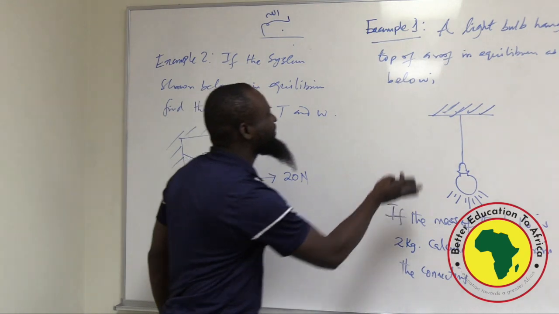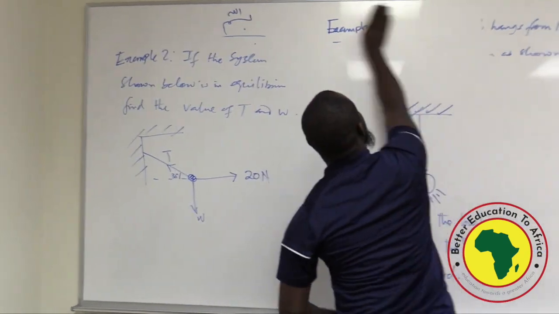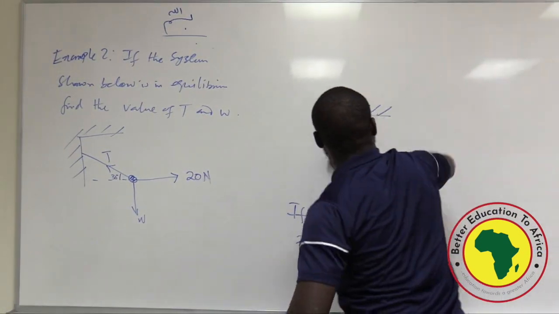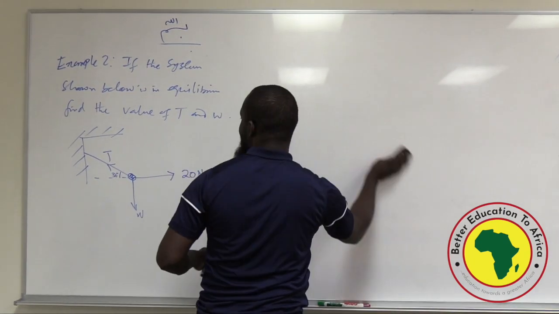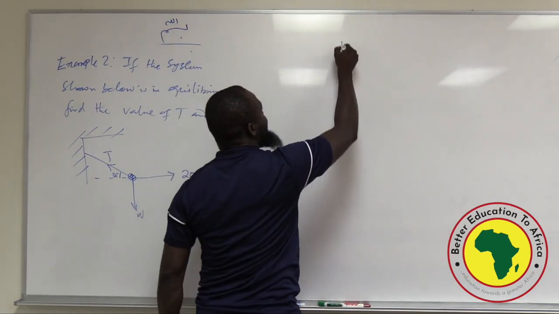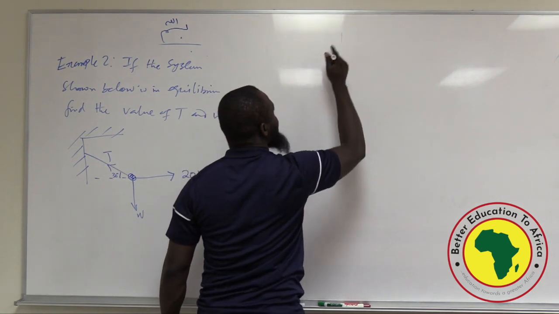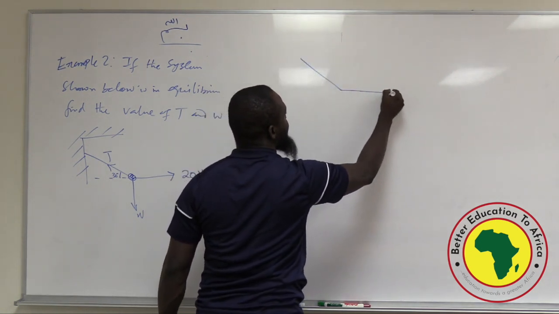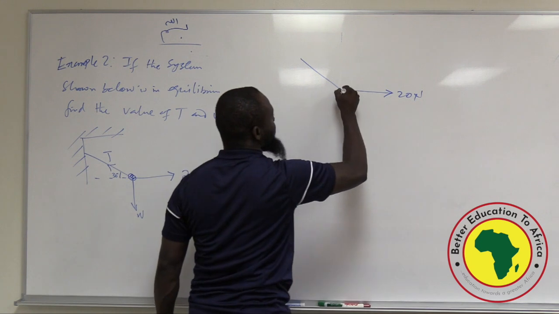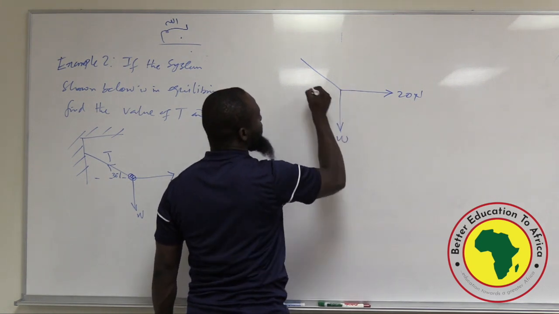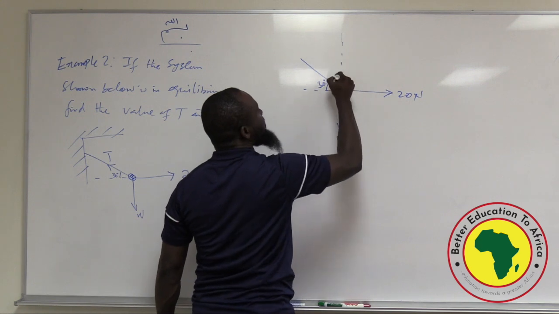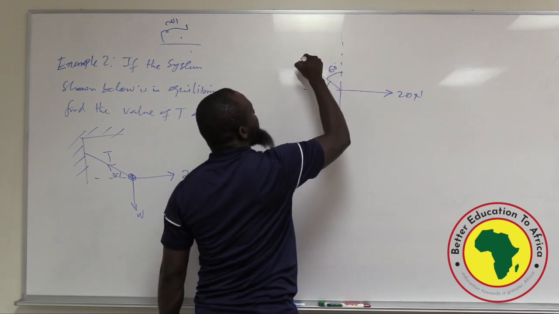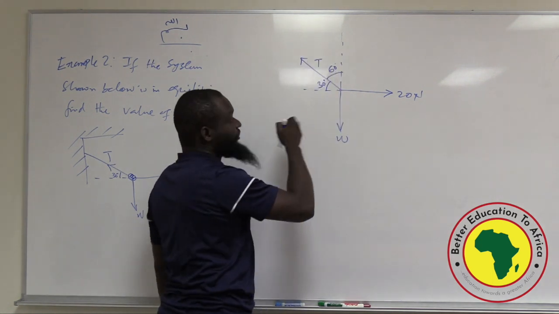Now, this is what I will do. Is that 30 degrees? Yes. So I'll draw the free body diagram here. I have T, 20 newtons, W is going down, and this is 30 degrees. First of all, I know there is a y-axis that has 60 degrees here. So the first thing to do is to resolve this T.